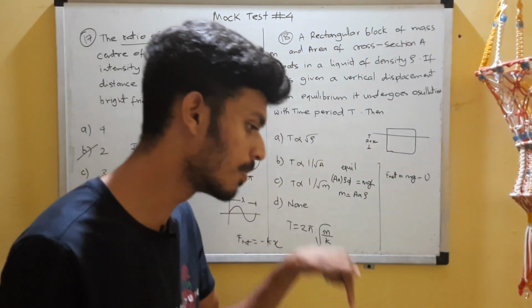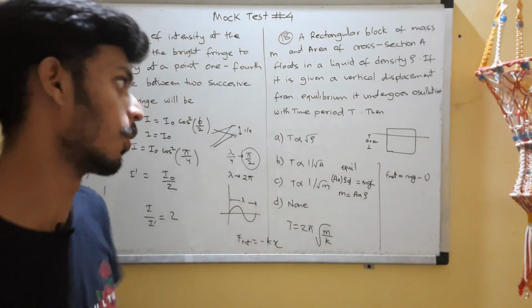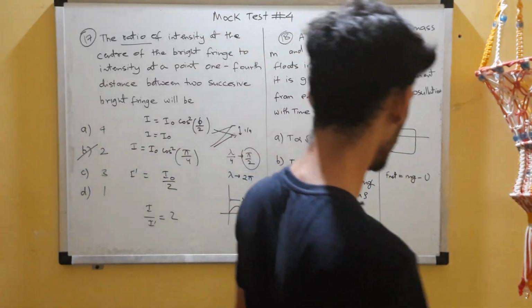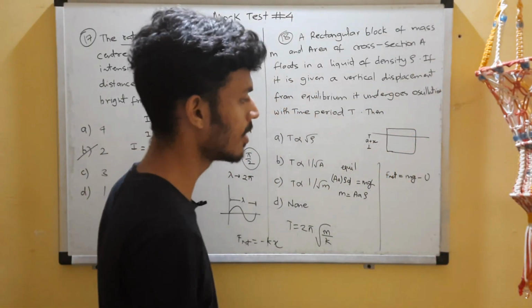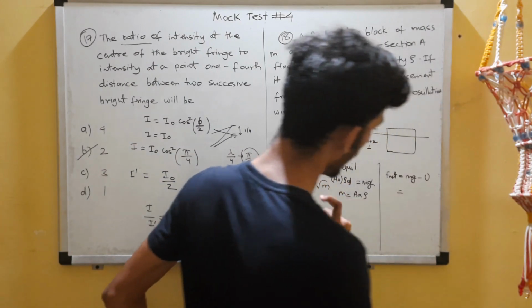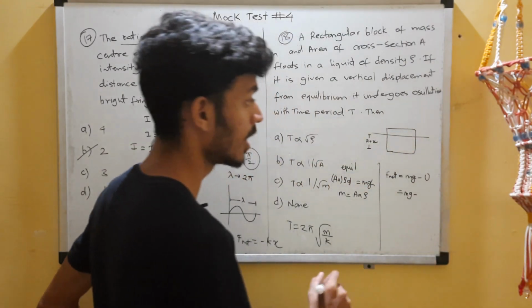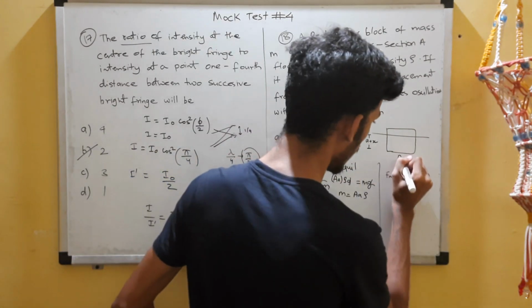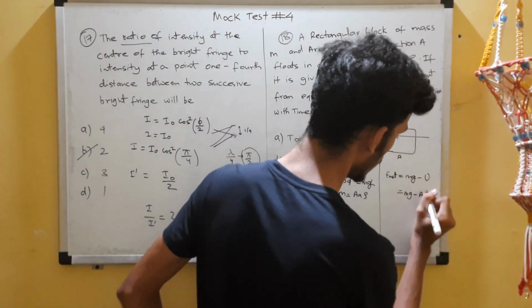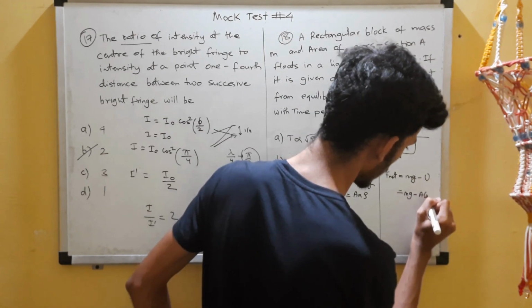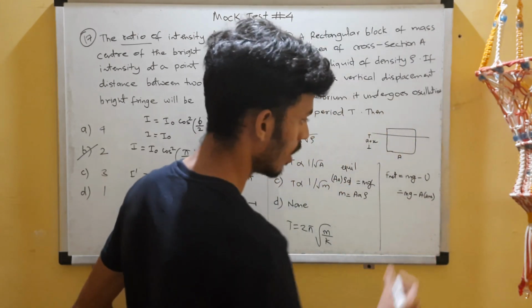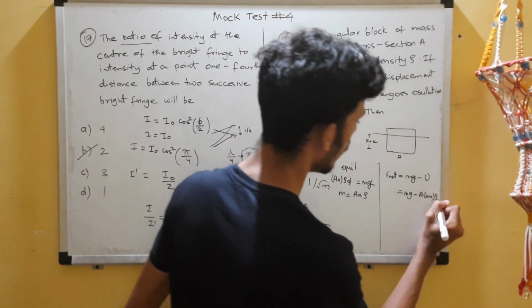Now more portion is immersed, so upthrust will be more. So net force will be given by their difference. mg is as it is, minus upthrust. Upthrust: now volume immersed is area, which is A times (a plus x), into density of the liquid, which is still rho, and g.